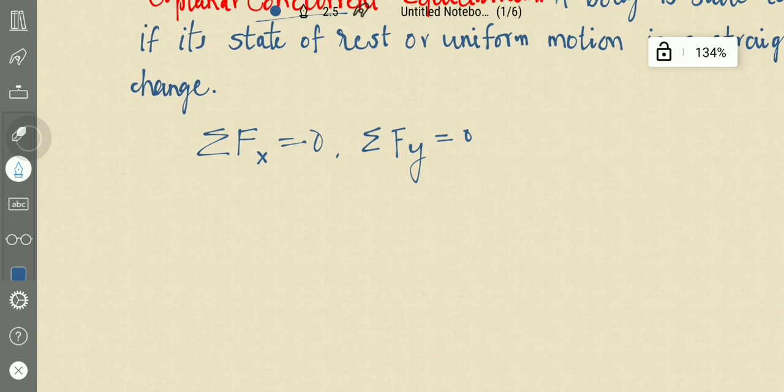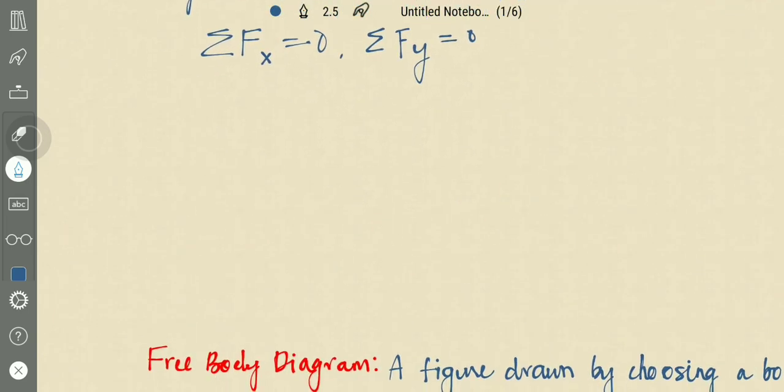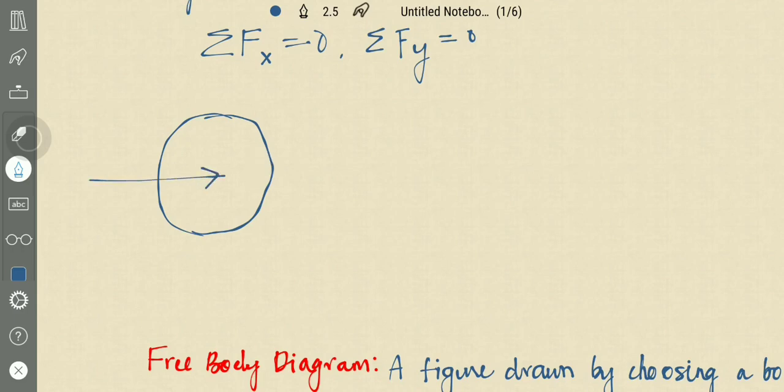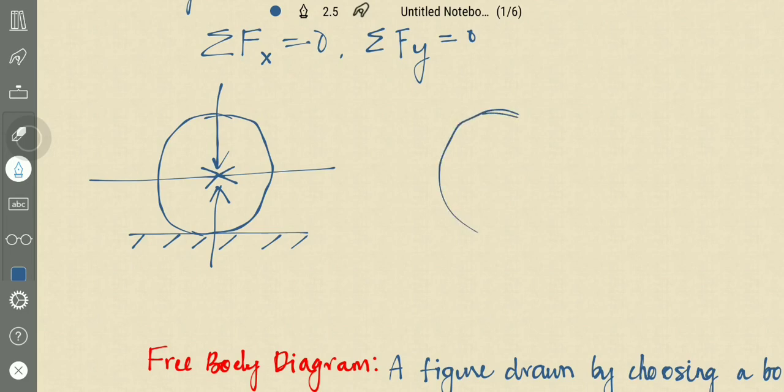What this definition is saying is, if there is a body and concurrent forces are acting on this, and this body is at rest, even though the forces are acting on this body, the body is at rest, then it is said to be in equilibrium.